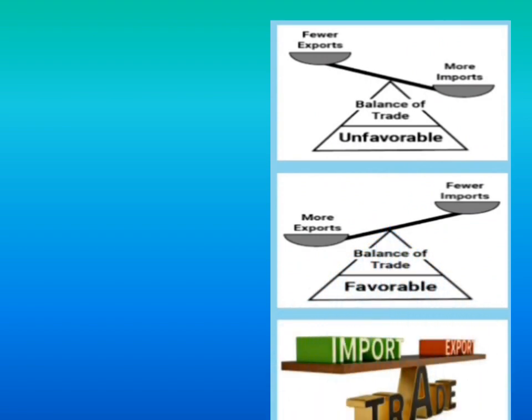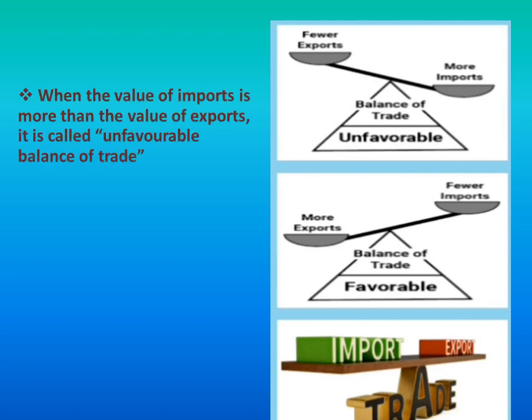Now, let's learn about the types of balance of trade. So, we'll find out what is the first type. The first type is unfavorable balance of trade. When the value of imports is more than the value of export, it is called unfavorable balance of trade. So let's understand this.